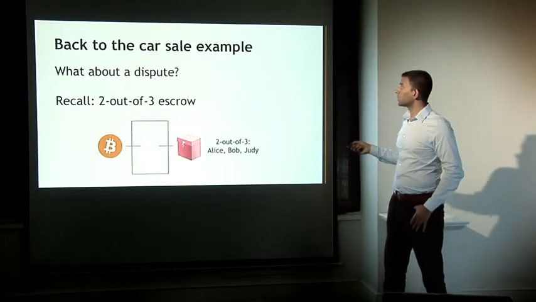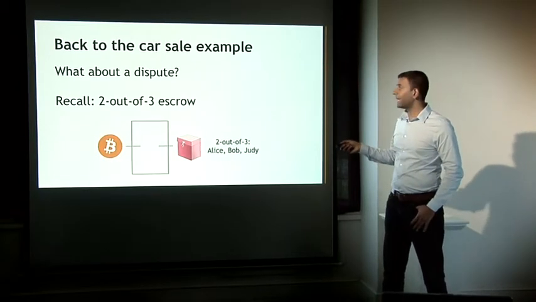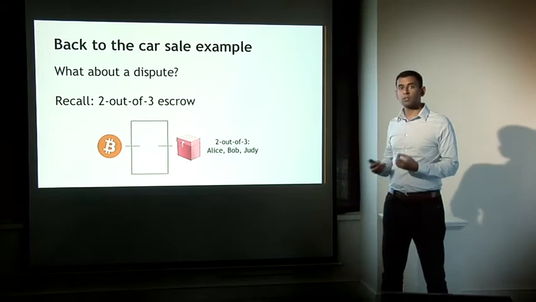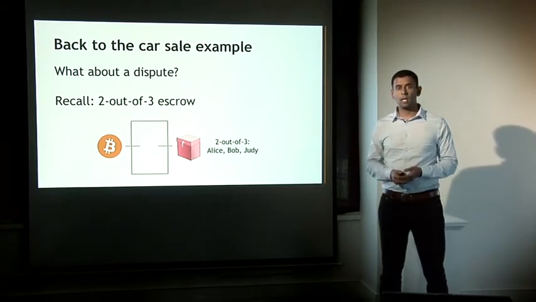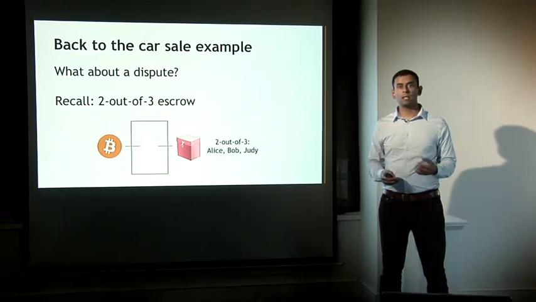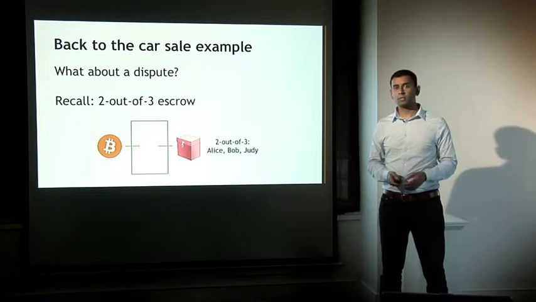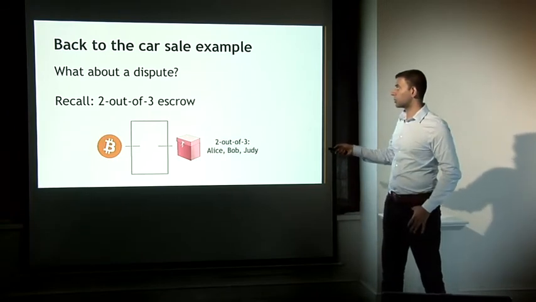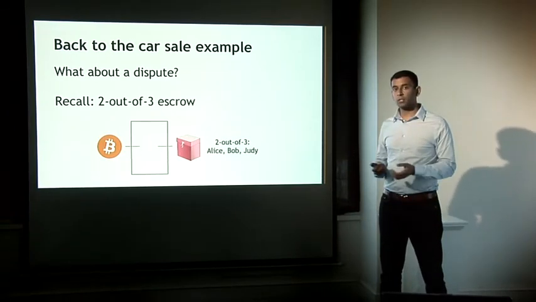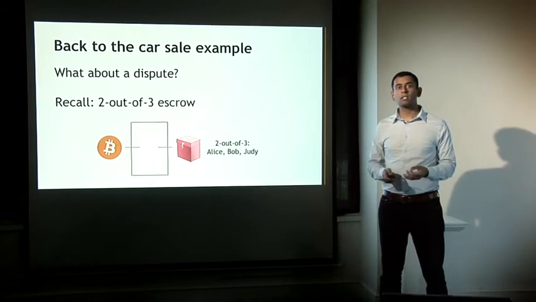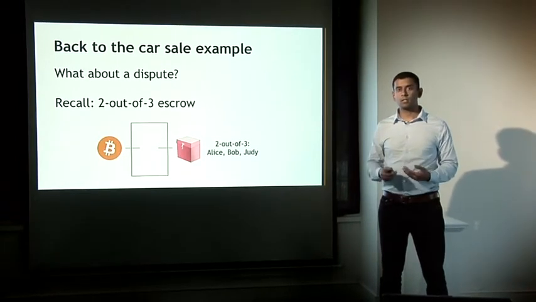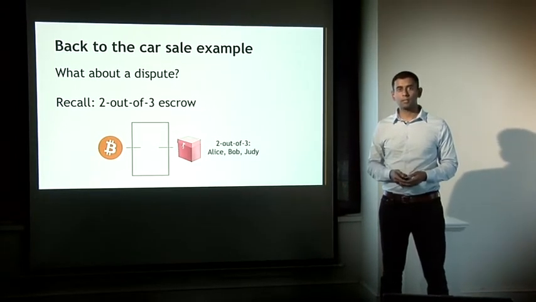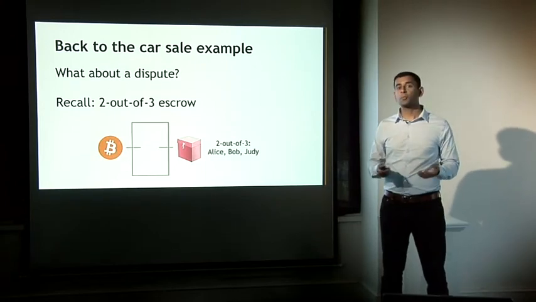All right, now let's go back to the car sale example and ask what happens if there is a dispute about the sale of a car. Perhaps the seller sold a lemon car to the buyer and now they're not happy with it and they want to reverse the transaction. Recall from one of the early lectures that we learned about escrow transactions, particularly a 2 out of 3 escrow, where in addition to the buyer and the seller, there is a judge or a mediator who's involved. And how might an escrow payment look like?